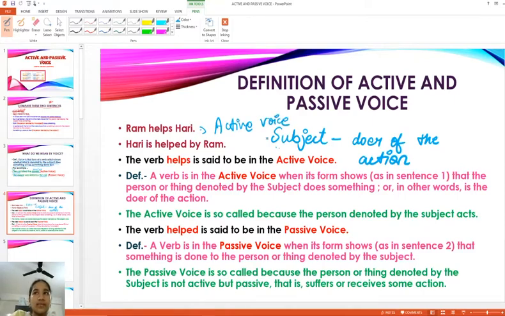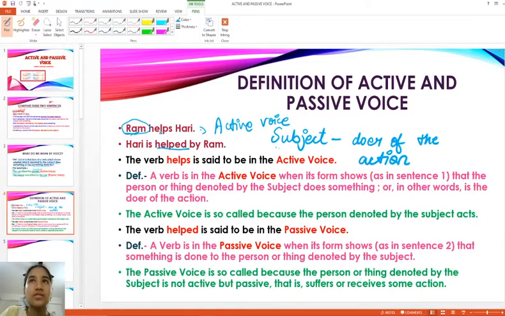But what do we call passive voice? The active voice is so called because the person denoted by the subject acts. That means Ram, he is the person denoted by the subject. He acts. That means he helps. Helping is an action, we can say, right? So the person denoted by the subject is acting. The subject is acting. Then the verb helps is said to be in active voice.